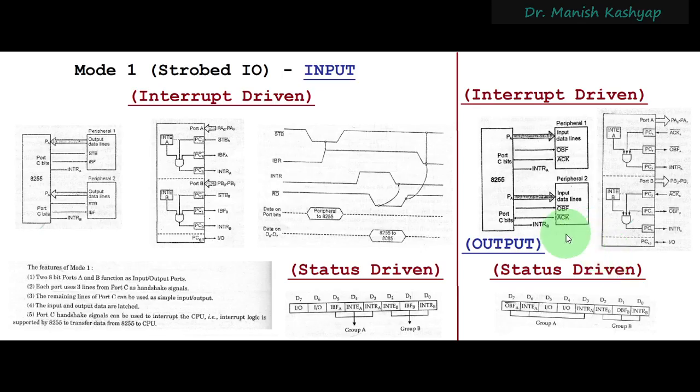Now, let me first show you what this handshaking process is and how things happen. As I told you, in mode 1, there is a facility of interrupt driven input output. So let me zoom onto this diagram and let us see. Wait a minute, I have pressed the wrong button.